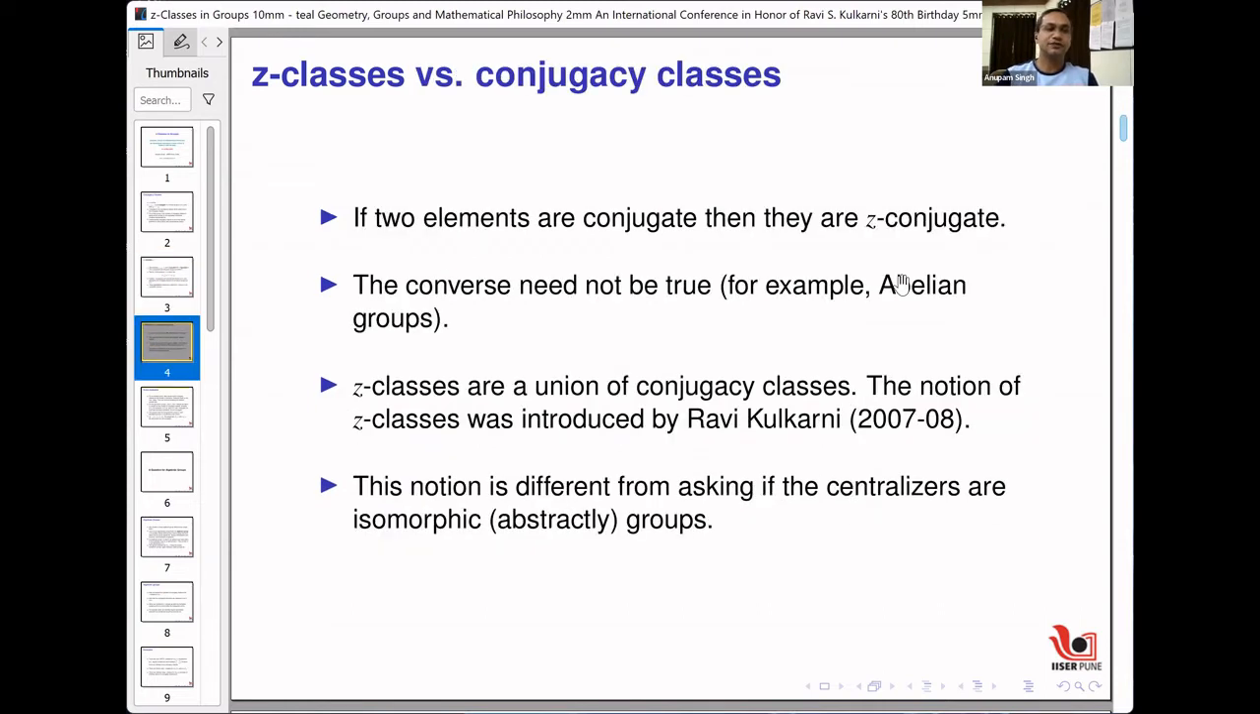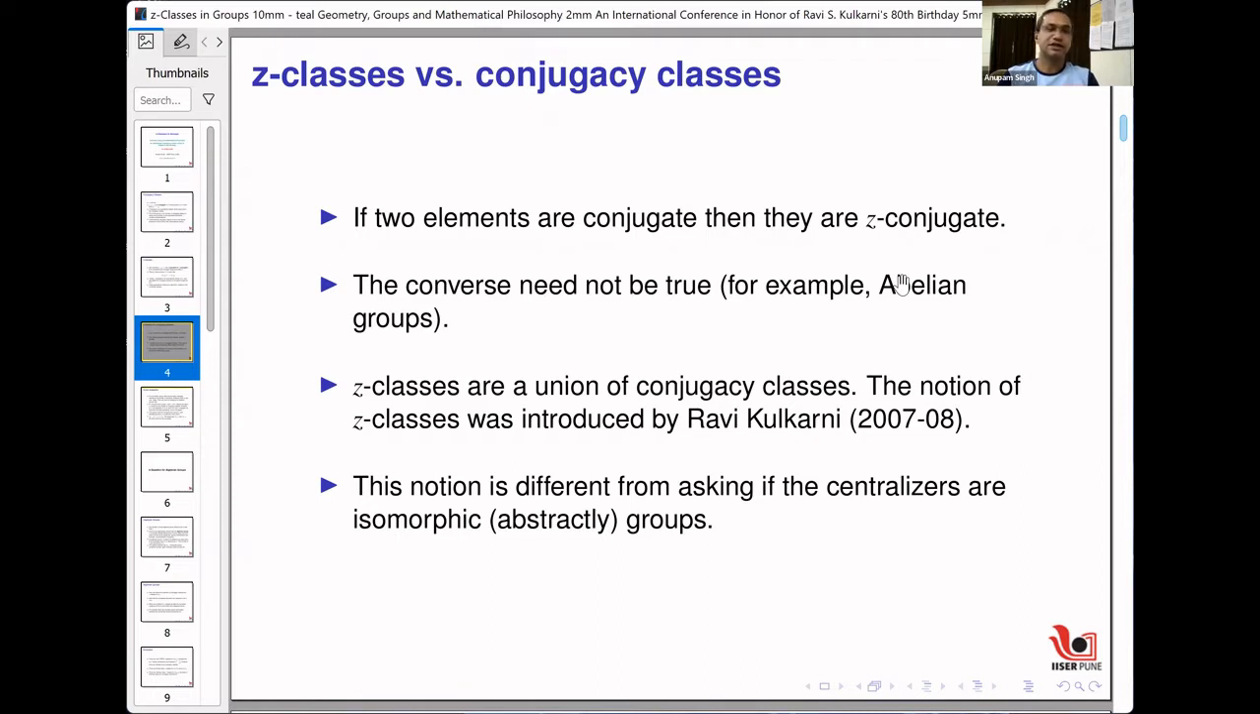So what is the relation between Z classes and conjugacy classes? If I take two elements which are conjugate, one can easily verify that they're also Z conjugate. The element which conjugates one to the other will also work for the centralizer subgroups. However, the converse need not be true. So of course, these two are kind of different notions.